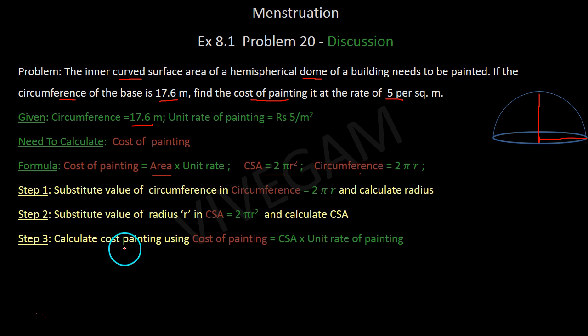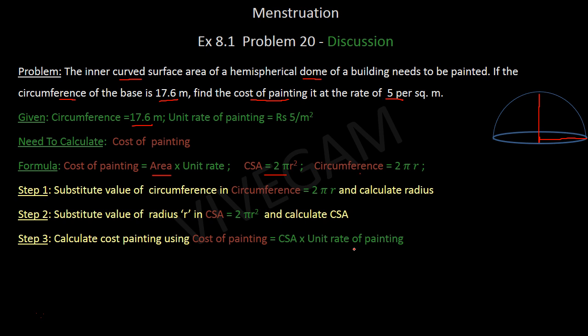Step 3: Calculate the cost of painting using the formula cost of painting equal to area into unit rate of painting, but area is curved surface area in this case, because they say inner curved surface area is getting painted. So it is CSA into unit rate of painting. So that is how this problem needs to be worked.